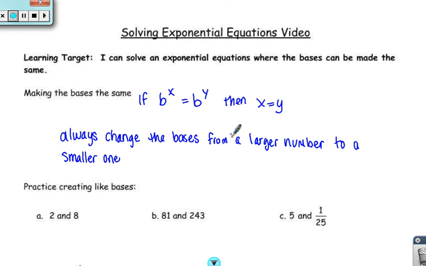Hi everyone! So today we're going to solve exponential equations where the bases can be made the same. Okay, so here's what we know.